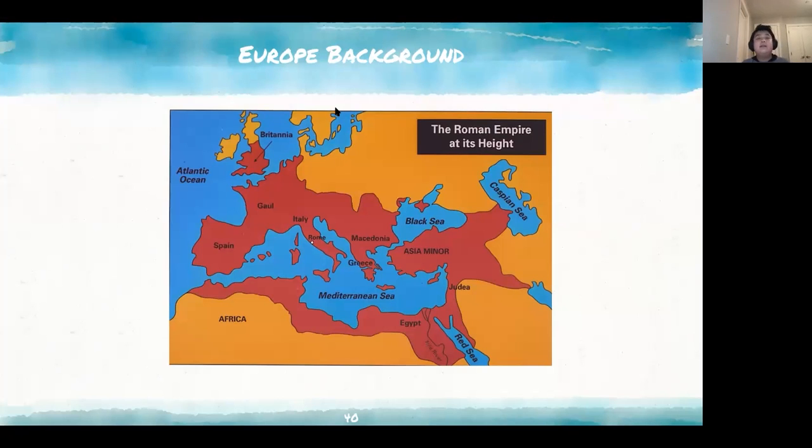So I'll tell you a bit about the background during this time. As we talked about before, the Roman Empire was a really big empire, and it was really wealthy. In this map over here, we can see that Rome was able to take from Spain to Britain, to modern day UK, to modern day Egypt, to a bit of modern day Turkey. We are able to see that it is pretty big.